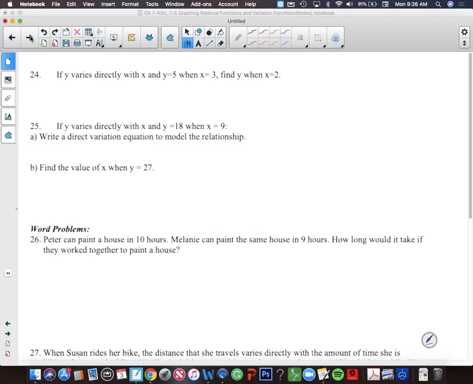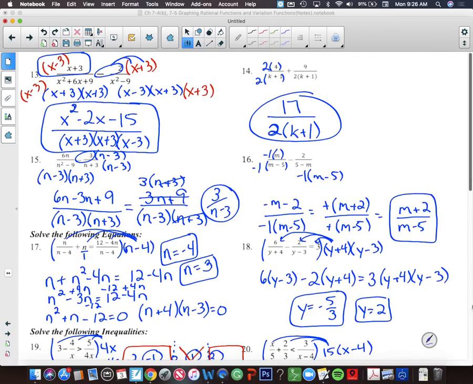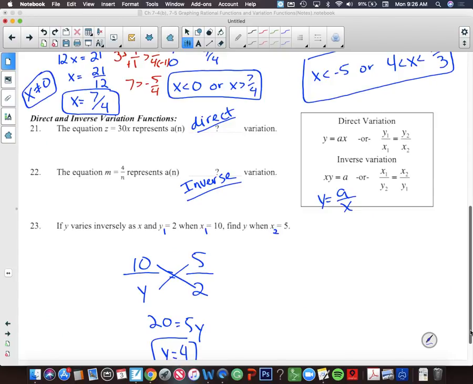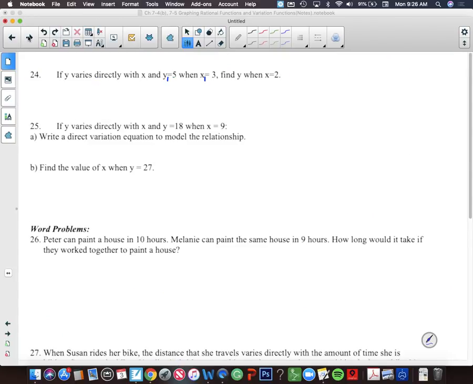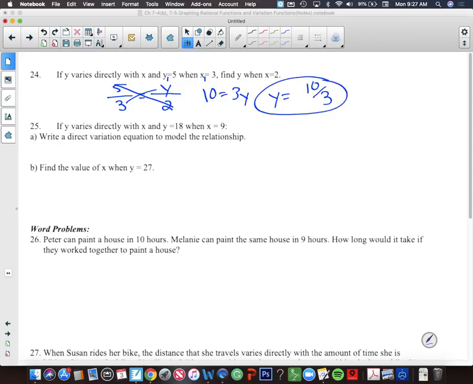So we got direct variation, and again, there's three things. So we're going to use our proportions. So y1, x1, I think it's x's over y's. No, y's over x's. So we got y1 is 5, x1 is 3, equals y we don't know, over 2. So again, cross multiply. 10 equals 3y, y equals 10/3. Not a very nice number, but it works out that way sometimes.